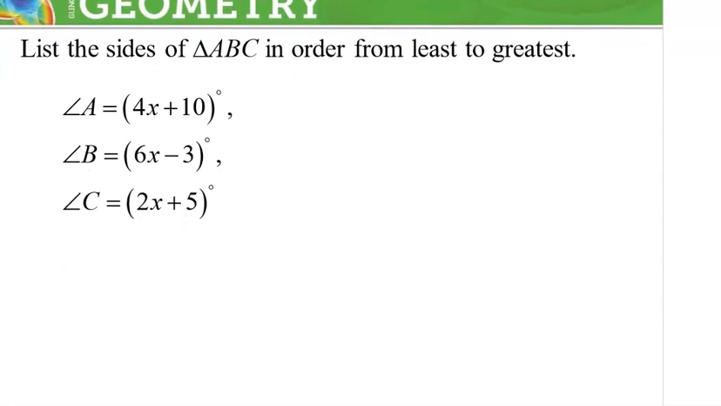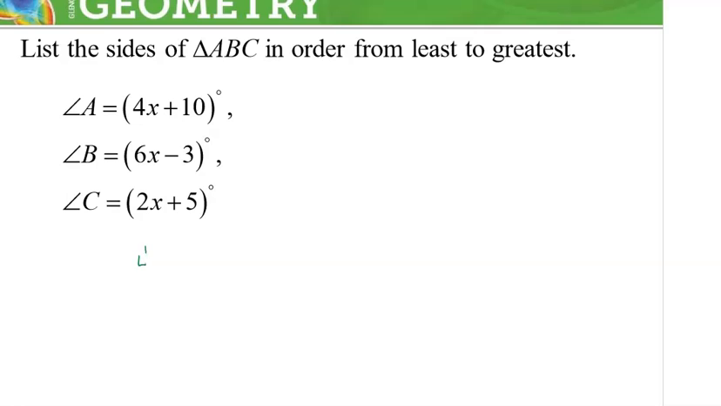Now we got one like this where we have to list the sides of triangle ABC in order from least to greatest. And all they give us are these expressions. So you think, what do I know about the angles of a triangle? Well, sometimes they can be perpendicular, sometimes they can be 180, sometimes they can be other measures, but they didn't tell us anything different except that they gave us the three angles of a triangle. So the three angles of a triangle add to be 180.